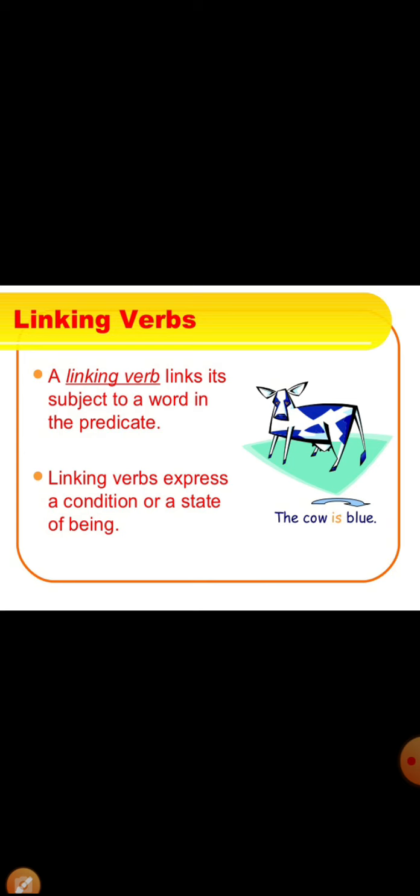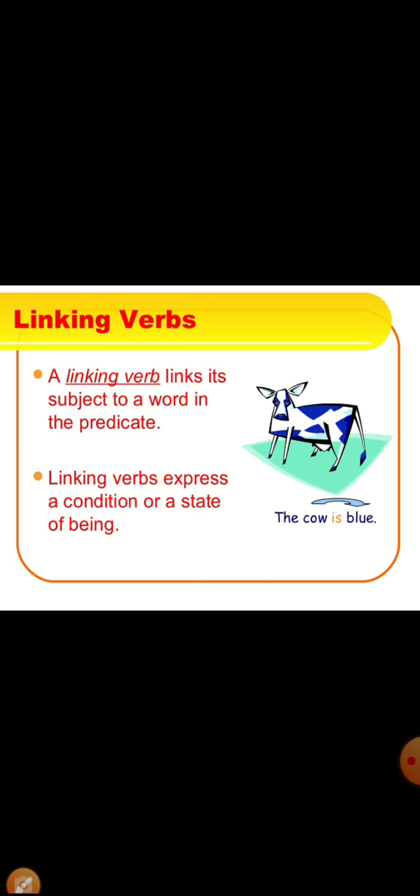Linking verbs express a condition or a state of being. As we discussed, verbs are the action words, right? It tells you about what the subject is doing. Second, it tells you about the condition of the subject. Or third, it tells you about the state of being. What is the state of the subject? So, condition and state of being is explained by the linking verbs.